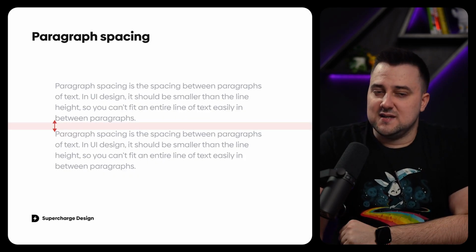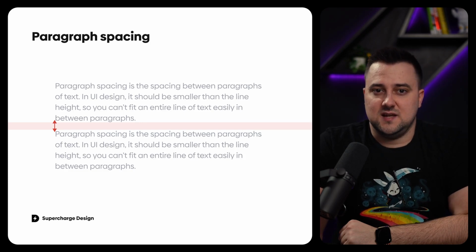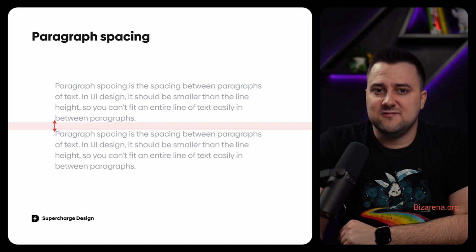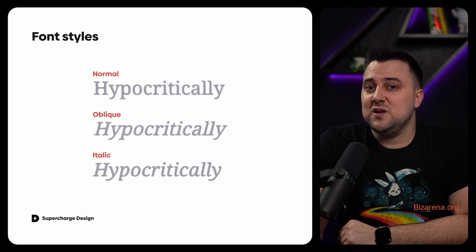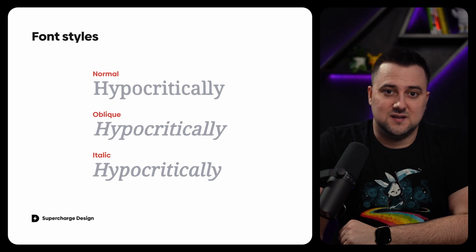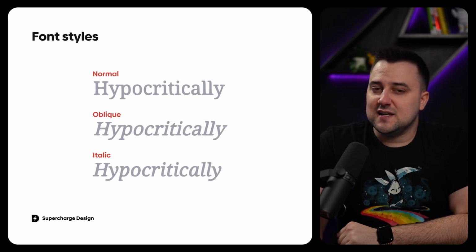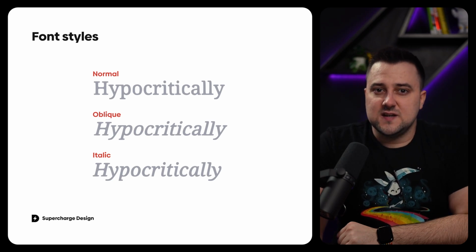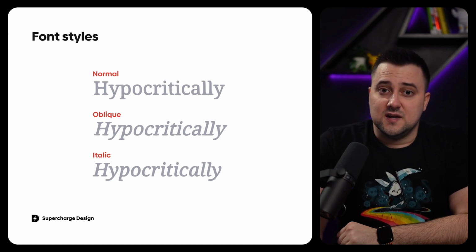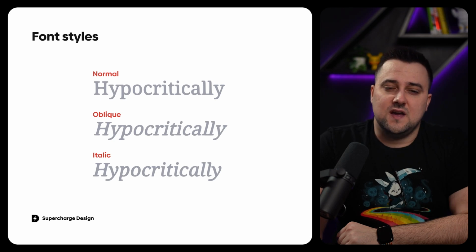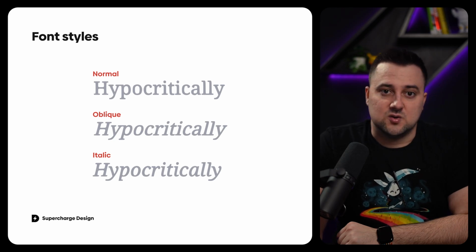Paragraph spacing is the spacing between paragraphs of text. In UI design, it should be smaller than a line height, so you can't fit an entire line of text in between paragraphs. Font styles can be normal, italic, and oblique. Italic is usually a slightly right-slanted style of a typeface. It doesn't have to be slanted though. It's commonly used in web typography to emphasize key points, book titles, or quotes.